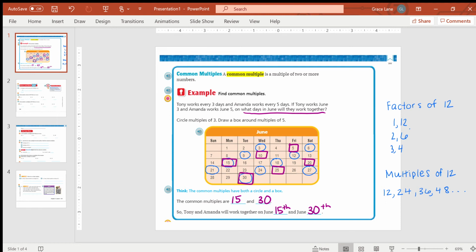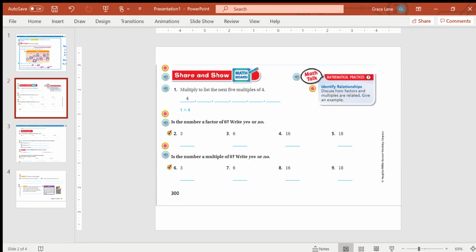I think the next examples are just kind of, now we're going to look at the difference, try to identify the difference between factors and multiples. So if you are feeling pretty good about the difference of these, we're looking at the share and show section of page 300. You guys can pause the video here and work ahead and then come back in and check if you get your answers right.